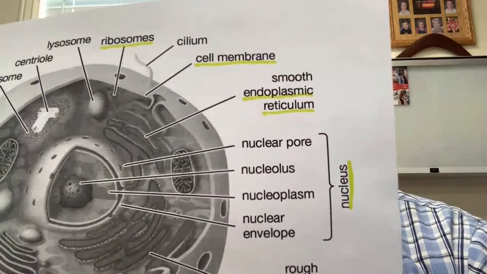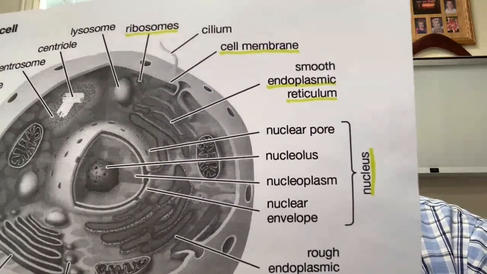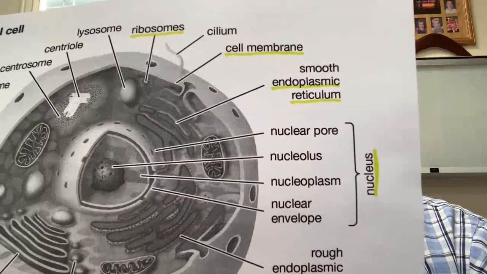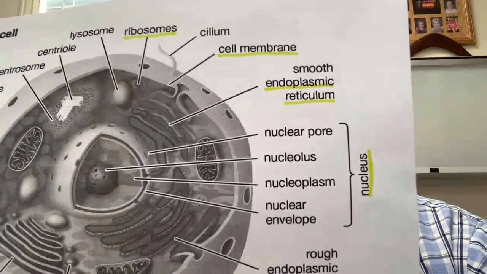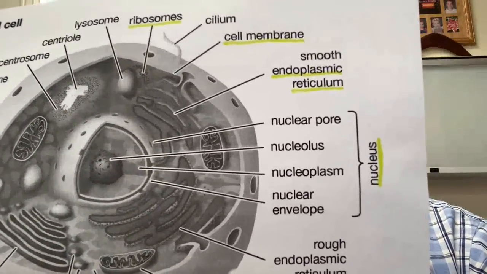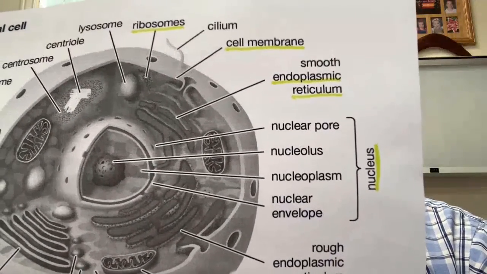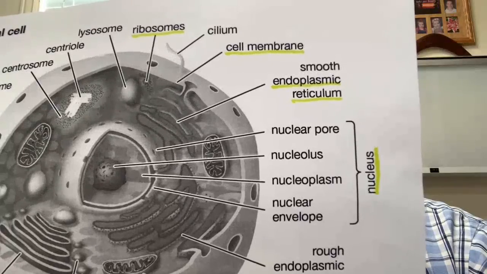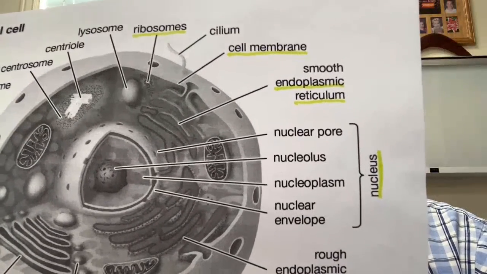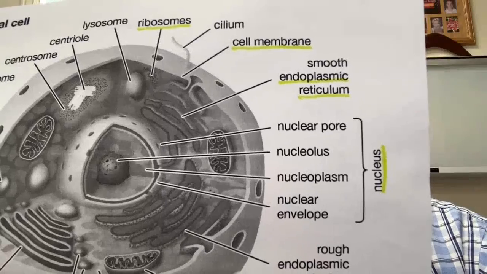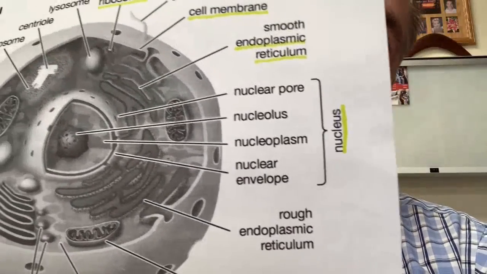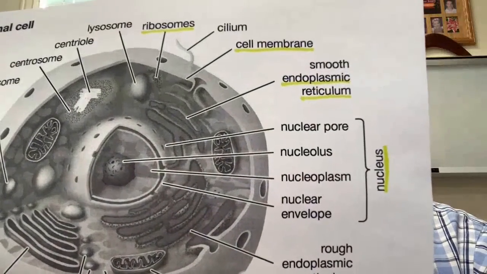Okay. So you've got the Golgi apparatus, which is for intracellular transport. You've got the ribosomes, which are for the making of proteins. And the endoplasmic reticulum, which is a membrane coming off the nuclear membrane for protein synthesis and lipid synthesis.